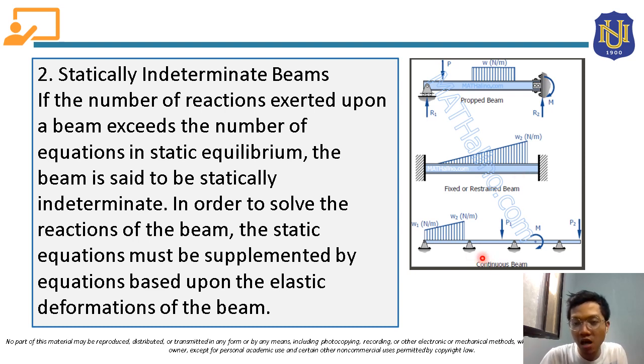We also have continuous beams. For continuous beams, we have supports within the span of the beam, so we have intermediate supports here. These three types of beams we will not discuss in our course for statics of rigid bodies. They will be discussed in your theory of structures, but these are the second type of beams, the statically indeterminate beams.